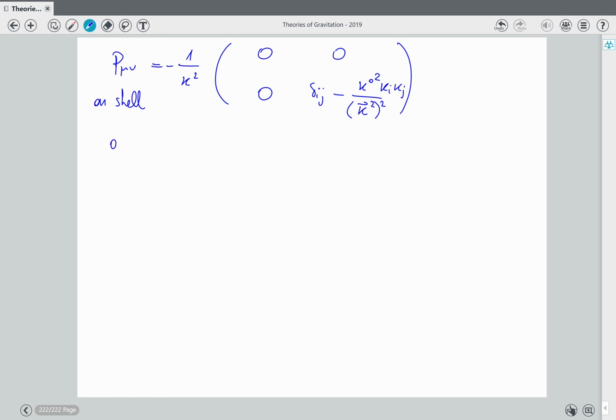On the pole, that means k squared equals 0. That means k0 squared equals the spatial k squared, which means that these two things cancel out. And so basically you have 0, 0, 0, delta ij minus ki kj divided by k squared.